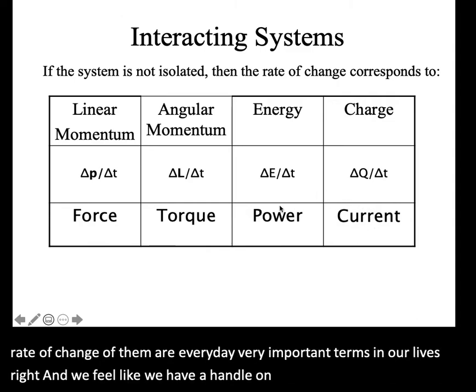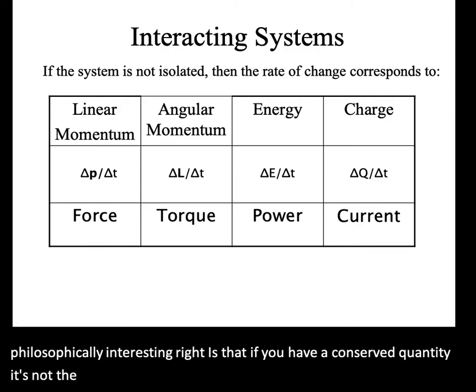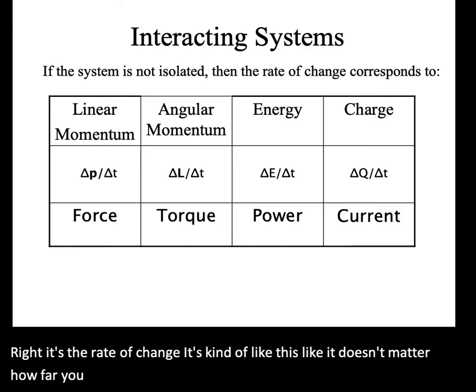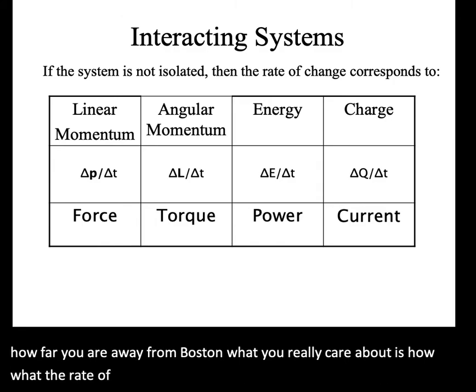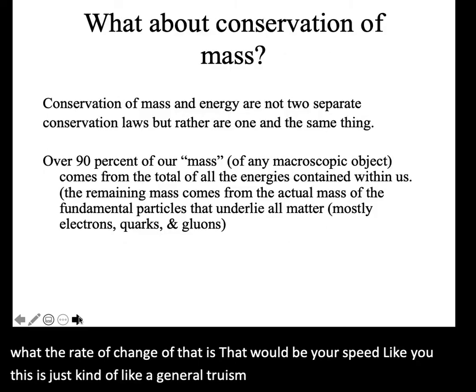So I think this is kind of philosophically interesting, right? Is that if you have a conserved quantity, it's not the amount, right? It's the rate of change. It's kind of like this. Like, it doesn't matter how far you are away from Boston. What you really care about is what the rate of change of that is. That would be your speed. Like this is just kind of like a general truism. All right, I'll stop going on about that.